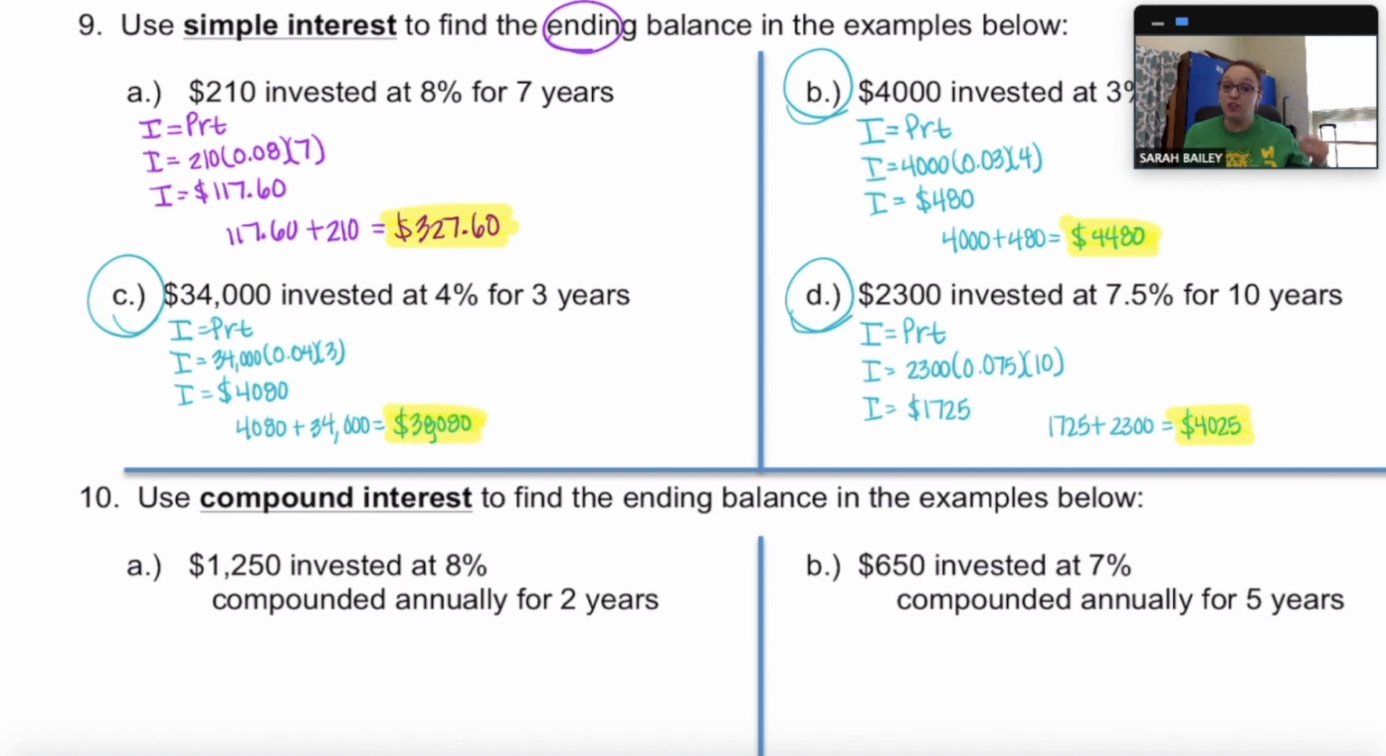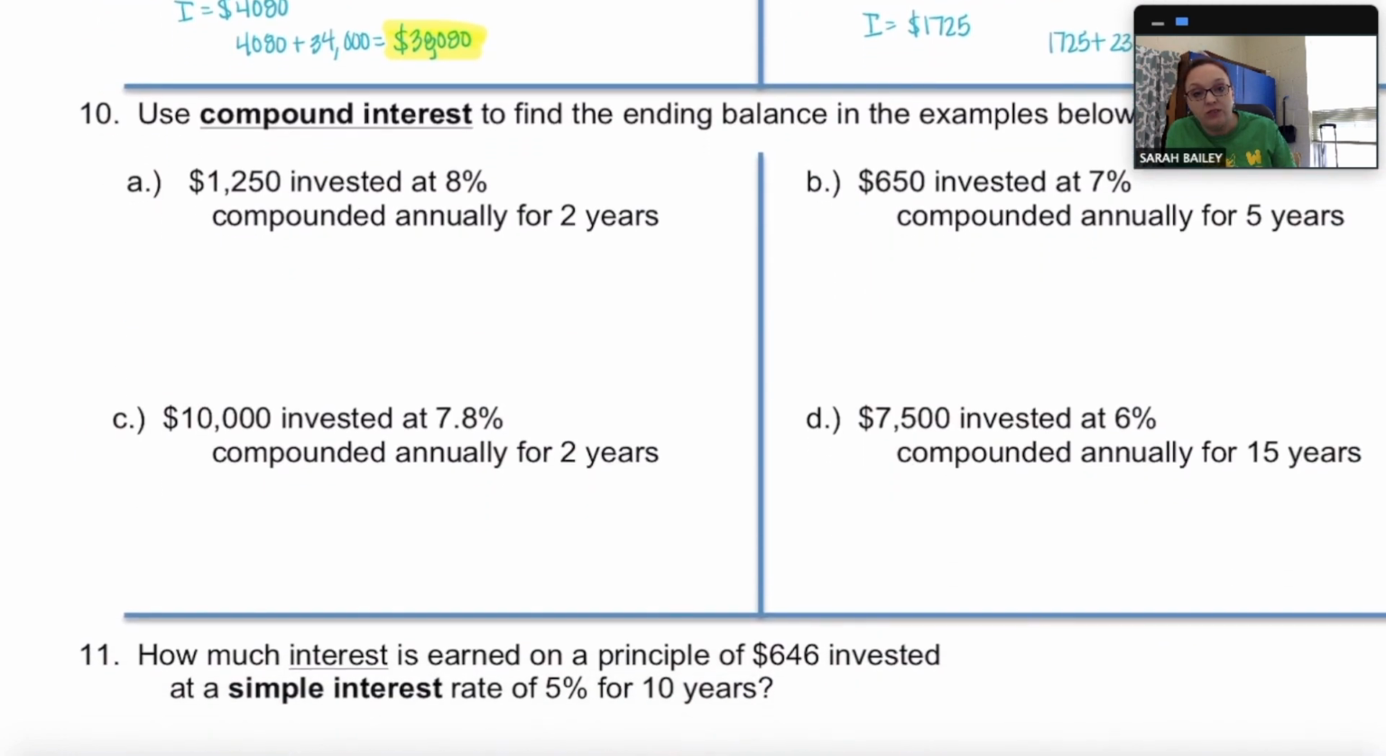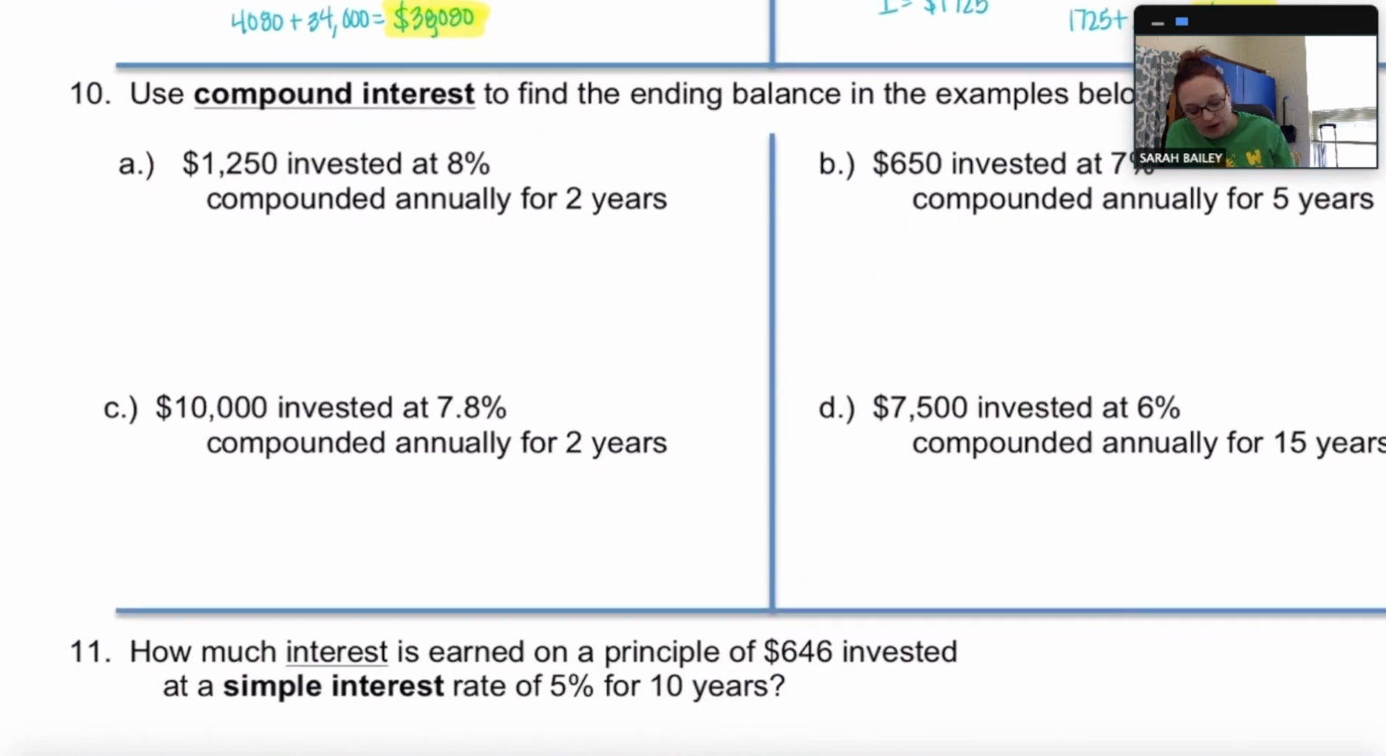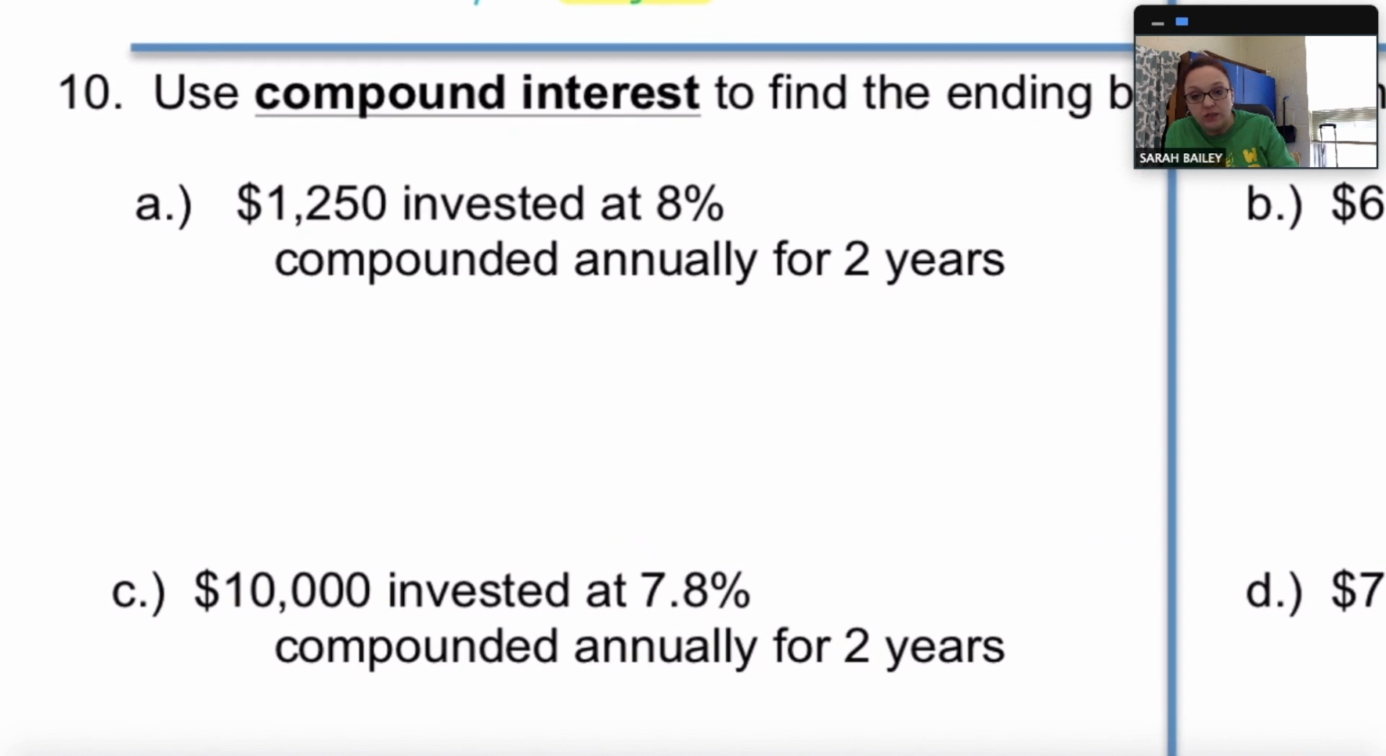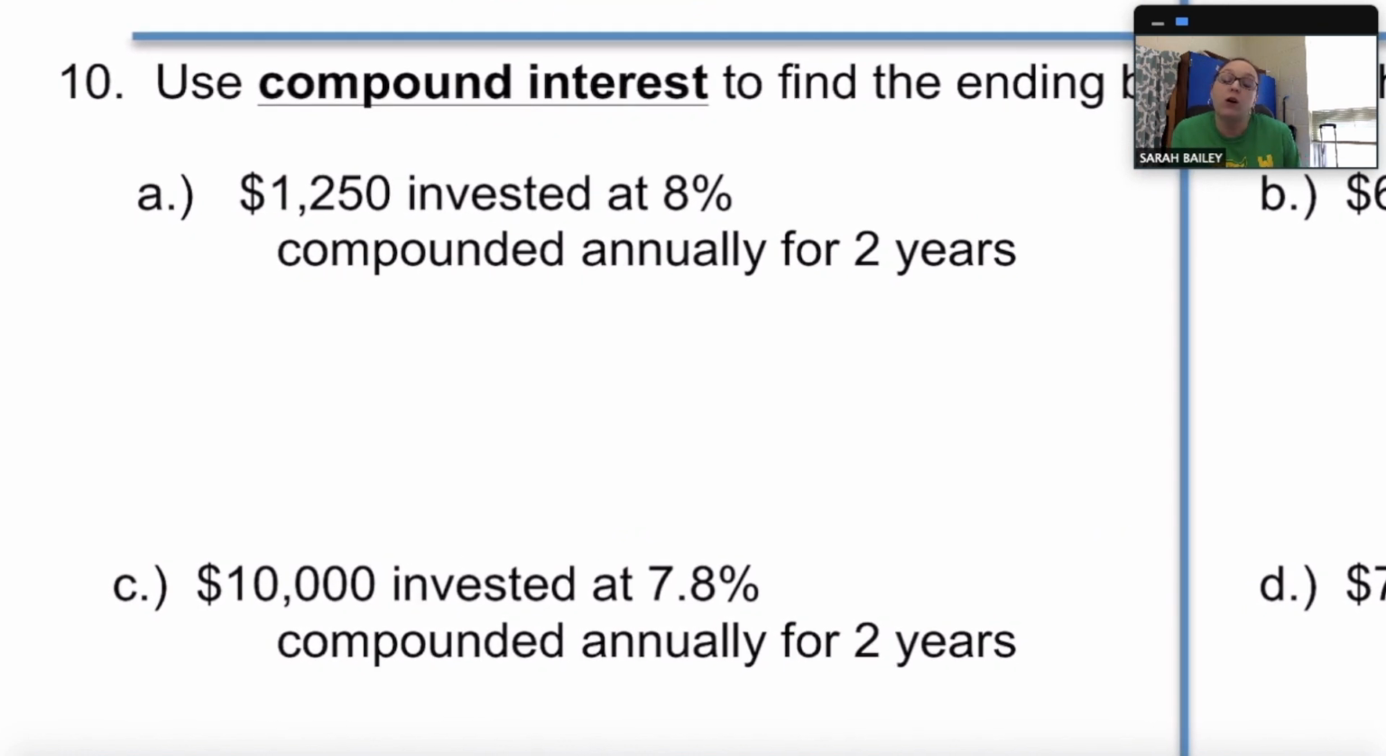Great. Now let's do number 10, which is asking us to find the compound interest for these different scenarios. So let's look at part A. All right, so we have $1,250 invested at 8%. It is compounded annually for 2 years.